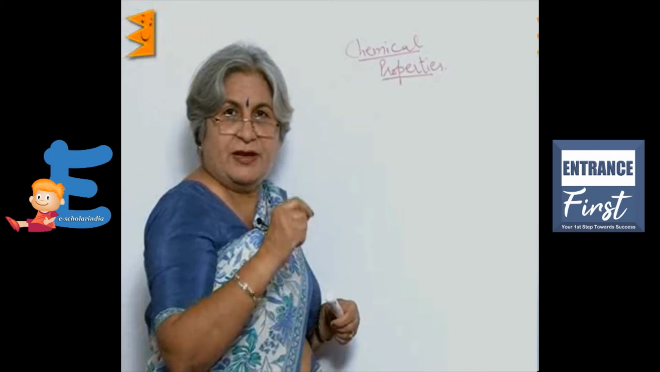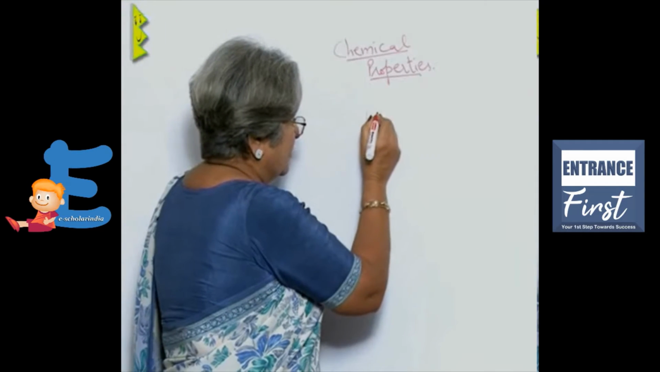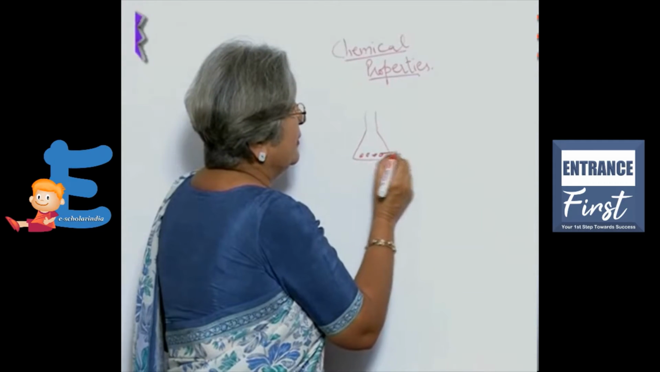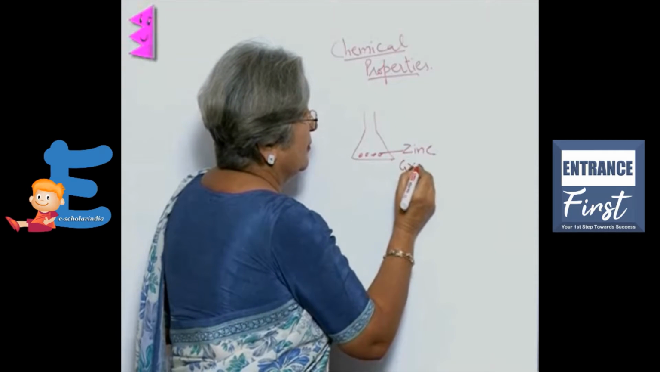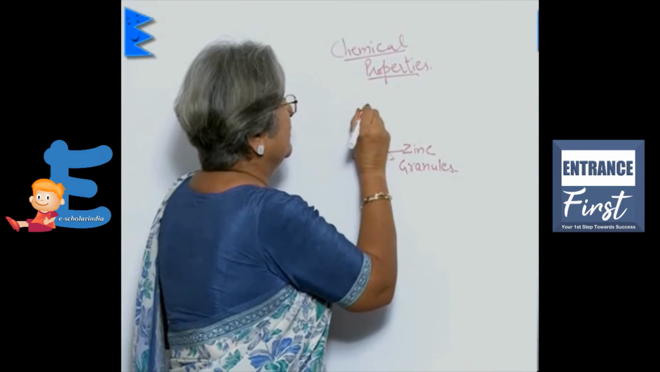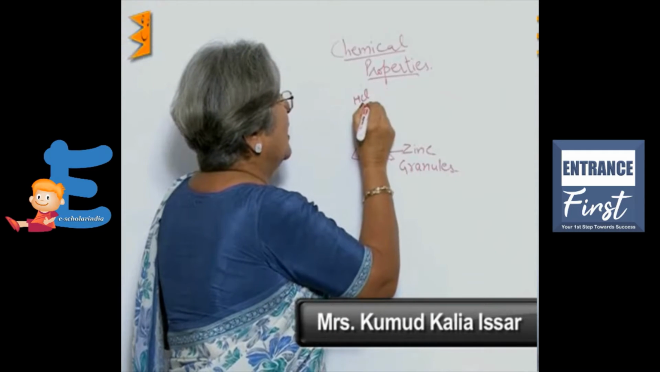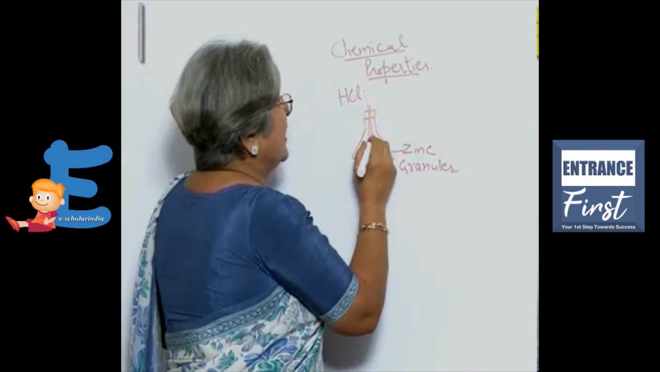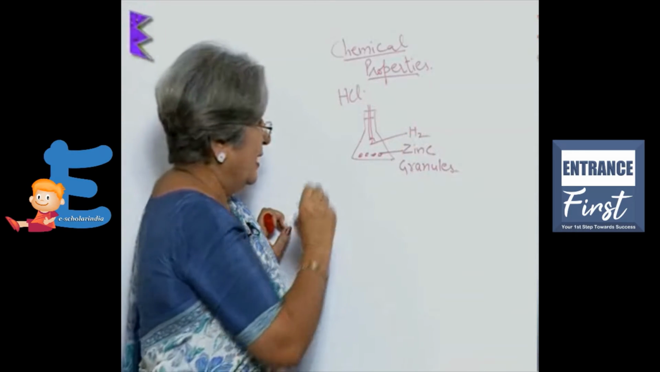Now what happens when we pour acid over metal? Like you can take a conical flask, put some zinc granules in it, and then pour acid. Hydrochloric acid. What we get is hydrogen. Now how this happens?